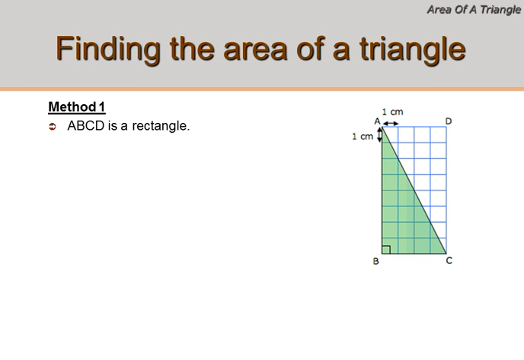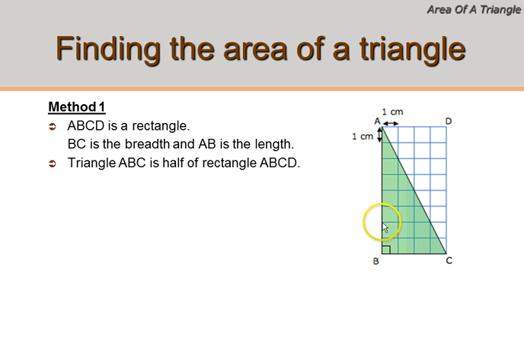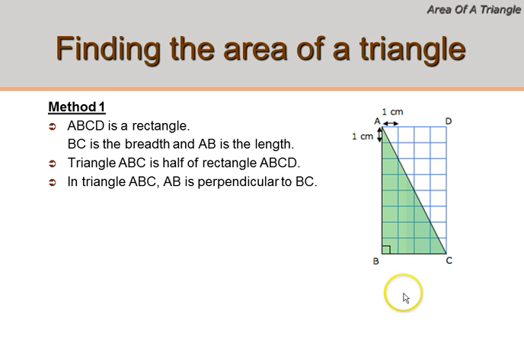ABCD is a rectangle. A, B, C, D. Look at the grid lines, the rectangle in blue. BC is the breadth of the rectangle, and AB the length. Now triangle ABC is half of rectangle ABCD. In triangle ABC, we have AB perpendicular to BC.